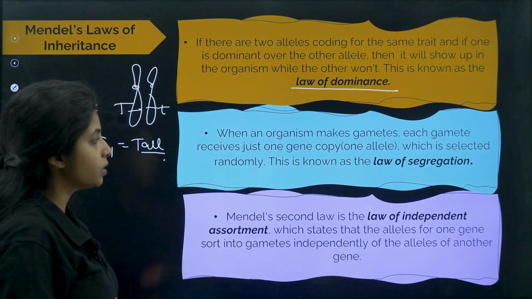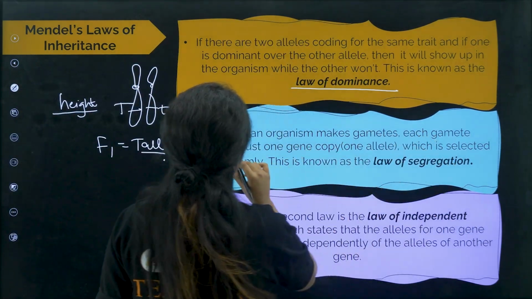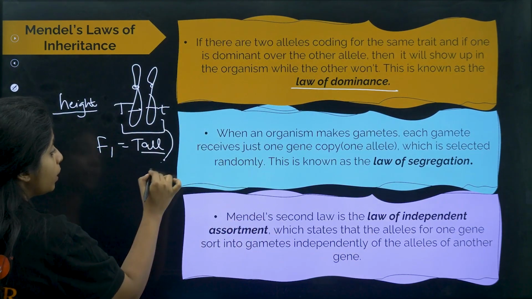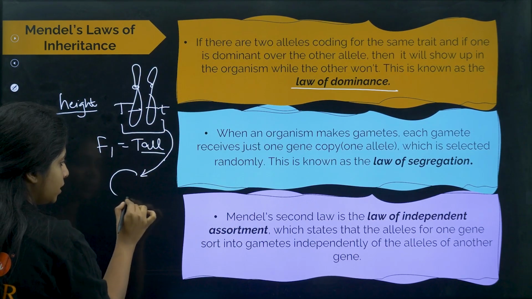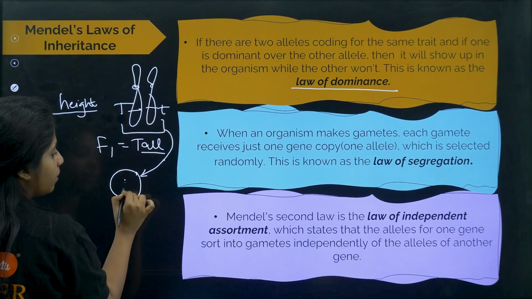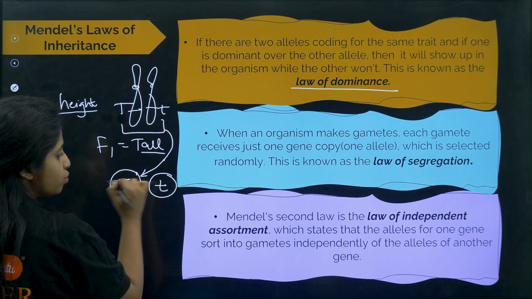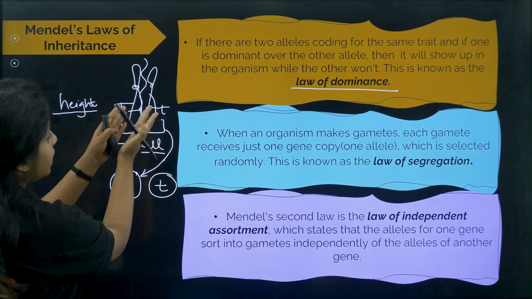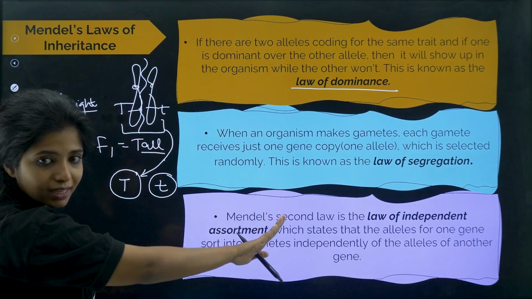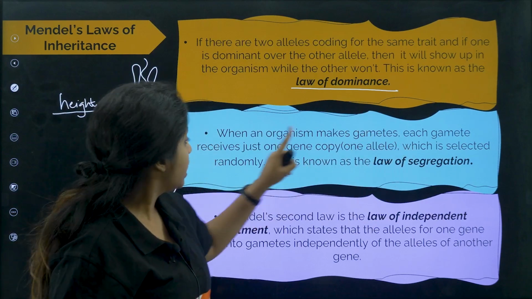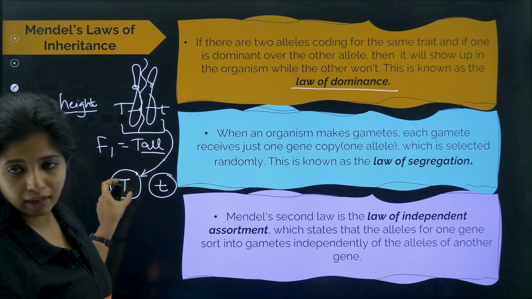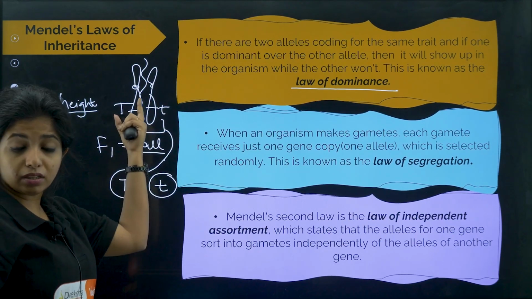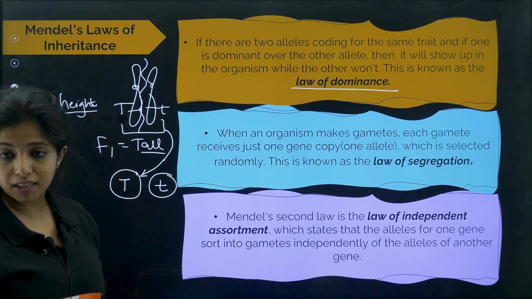The second thing that he got was, when an organism makes gametes, each gamete receives just one gene copy or one allele. For example, this is an organism. If I want to make a gamete out of this, only one chromosome will come into the gamete. It can be either capital T or small t. So the alleles on the chromosomes are segregating. Each gamete receives just one allele, which is selected randomly. Either this gamete can have a capital T or it can have a small t. It is a very random process.